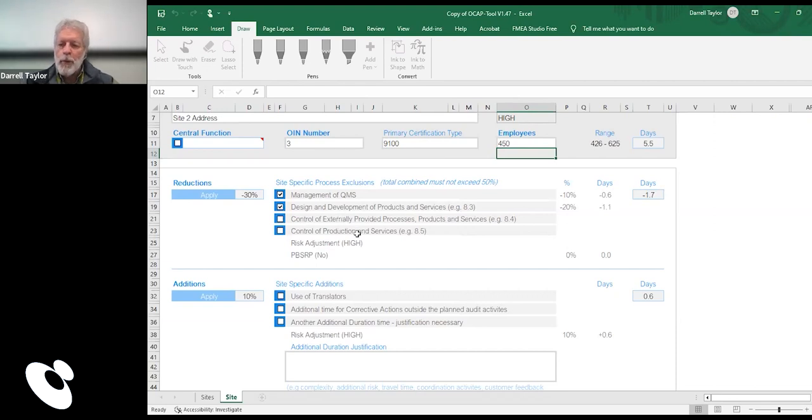And again, the new thing, if you haven't seen this before, if you recall in the old system, the only reduction you really ended up taking was if you were a design or less design. So now you can do more.